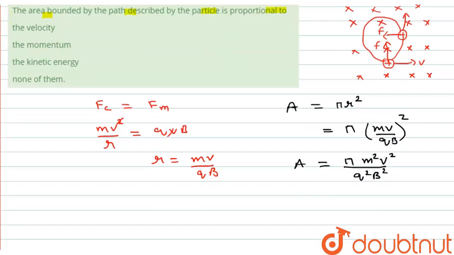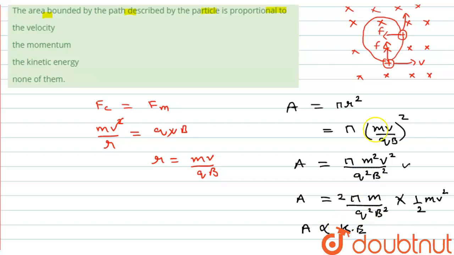So after simplification, we can write that A will be equal to pi m over q square B square into 1 by 2 mv square, and we will multiply also 2 in the numerator. So we see that it is equal to this quantity, but we can write it like this, and it is clear that here 2, pi, m, q, B all are constant, so we can write that area will be directly proportional to kinetic energy. So the answer of this question is option C, the kinetic energy.